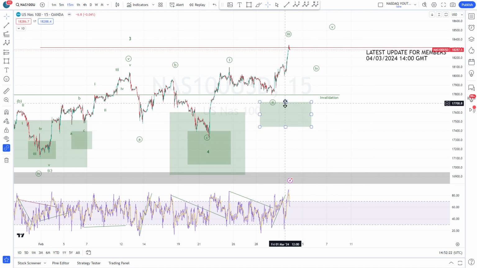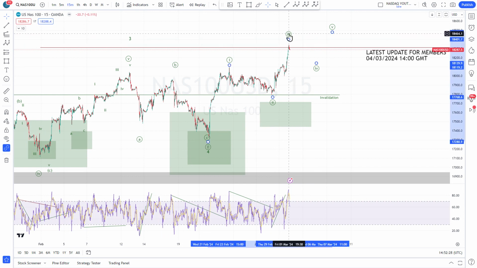No, not really. I don't think even this third wave is finished yet. I would say this is the 1, this is the 2, 3, 4, 5, something like this. But let's look at this at the beginning of next week.